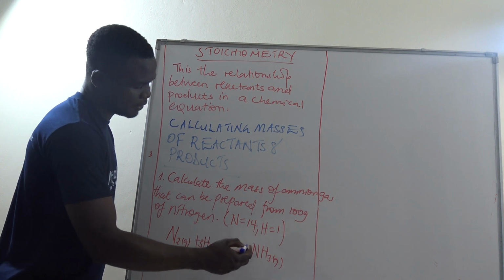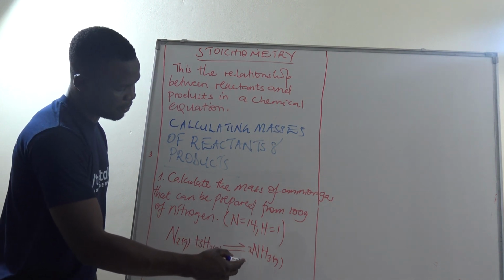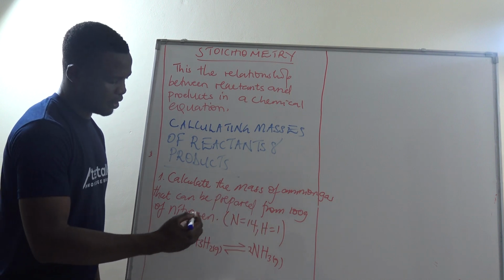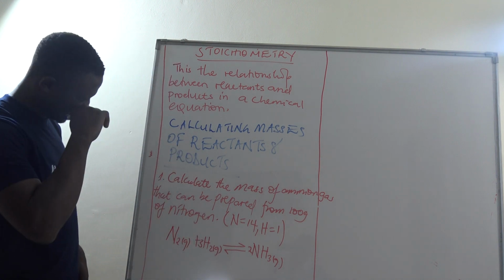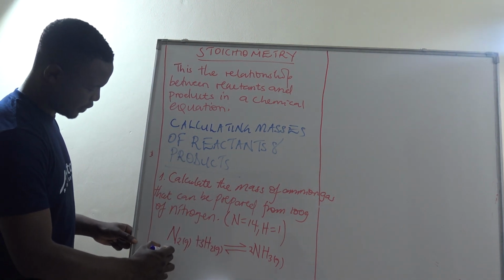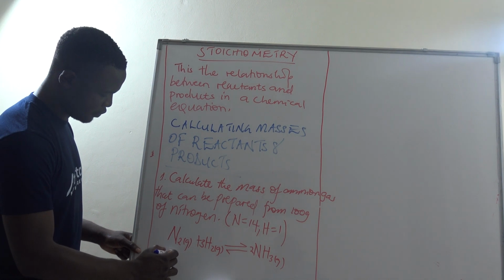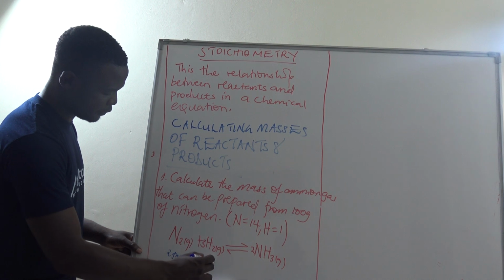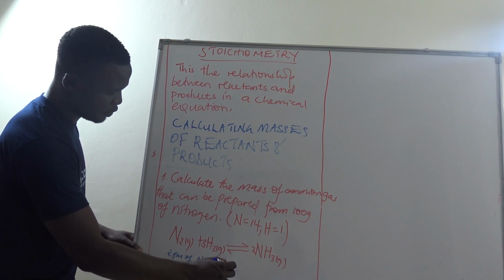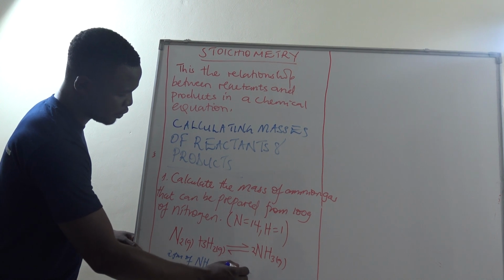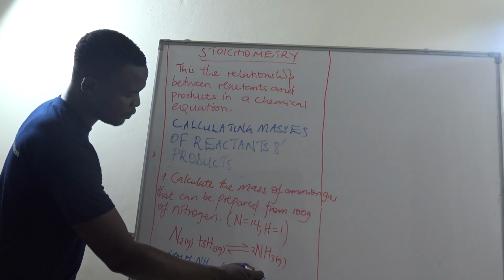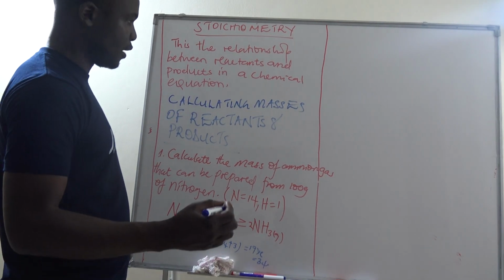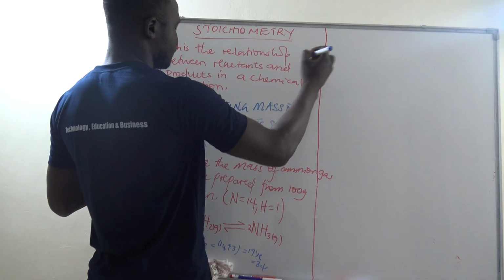And it is giving us this amount of ammonia. Let's first find the relative formula mass of ammonia. Ammonia is 14 plus 3, which gives me 17, but it is times 2. Therefore, I get 34.